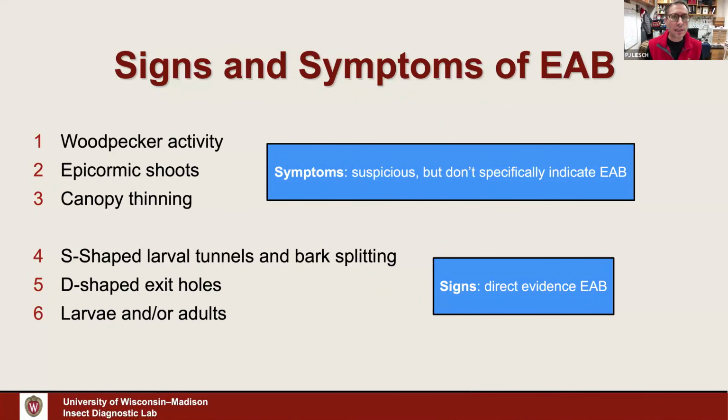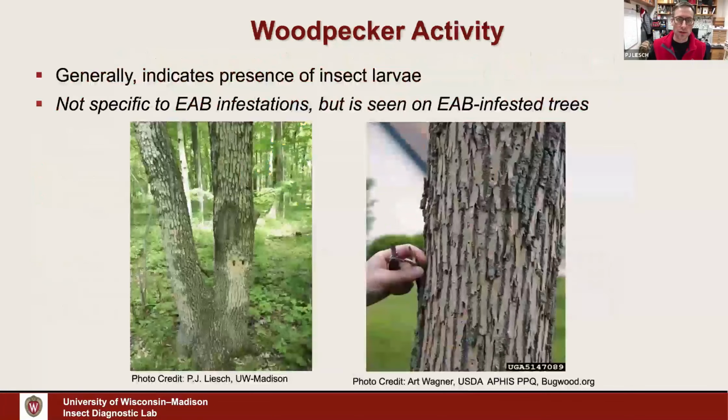Then we've got some really definitive signs. These are pieces of evidence you look at, and that definitively indicates emerald ash borer. So these are the larval tunnels, exit holes, and finding the larvae or adults, of course. So let's look at these symptoms.